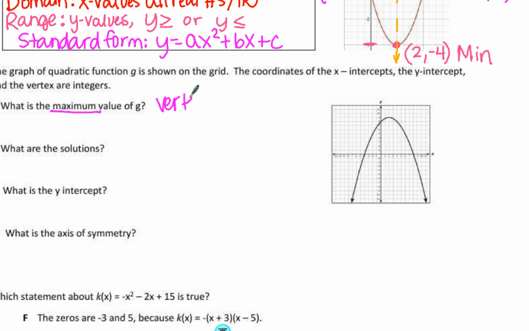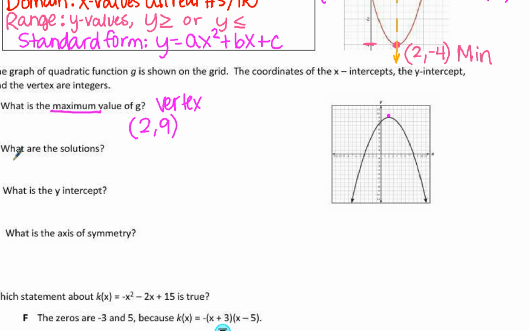Our maximum is going to be right here at this point. Kind of hard to see on the computer, but if you look closely at your paper, you will find that to be at the point (2, 9). And that guy is our vertex, and we call him our maximum. All right, the solutions.